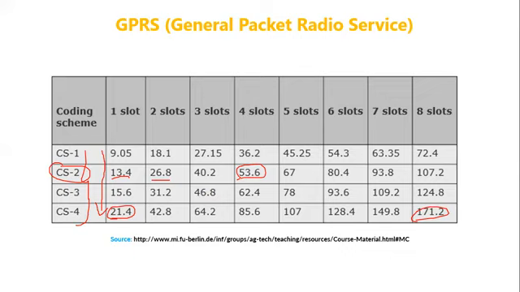And for sending it provides a data rate of 26.8 kilobits per second. That is, it uses 2 slots. So totally it uses 6 slots, 4 slots for receiving and 2 slots for sending. And it's CS2. So for receiving, the data rate is 53.6 kilobits per second, and for sending it is 26.8 kilobits per second. Okay, so let us continue.